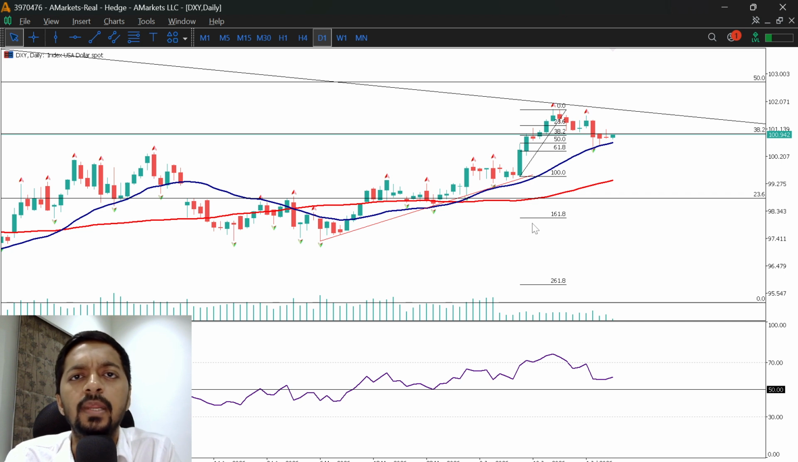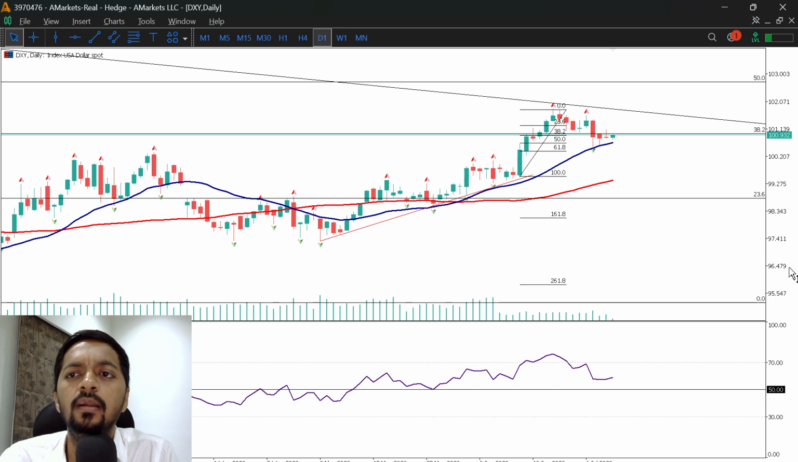Meanwhile, WTI oil prices have moved higher as tension in the Strait of Hormuz remains high. Overall, traders will closely watch the FOMC minutes and developments in the Middle East for further market direction. Let's start with the technical analysis part.